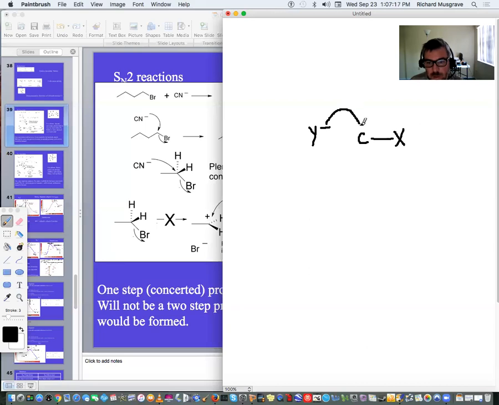Okay, so this first arrow is telling a story of bond formation. So that's what this arrow is doing. We're forming a bond between the Y and the C. Now, how are we doing that? Well, this arrow represents 2 electrons moving, and it's going to be 2 electrons that form a bond. So in that bond, what we have is 2 electrons.